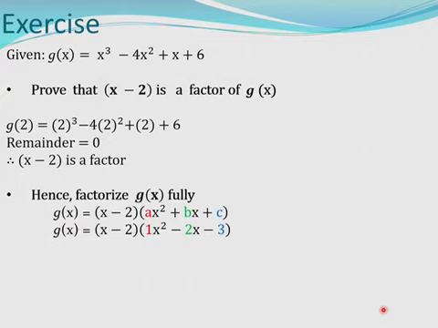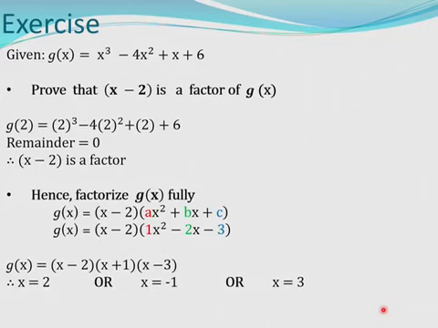And if you follow that method that was outlined, you'll notice you're going to have g of x is equal to x minus 2. Next bracket is going to be x squared, which is 1x squared, minus 2x minus 3. And there we have g of x is equal to x minus 2, x plus 1, x minus 3. And that brings us to our x values, which are the x-intercepts of this cubic graph. x is equal to 2, or x is equal to minus 1, or x is equal to positive 3. In a real sense, that is where the cubic graph will cut the x-axis.